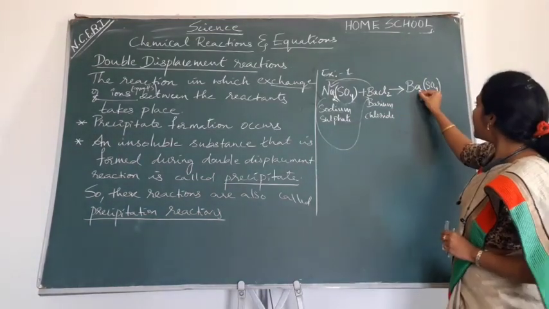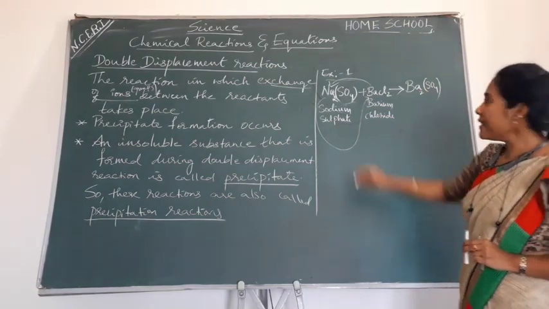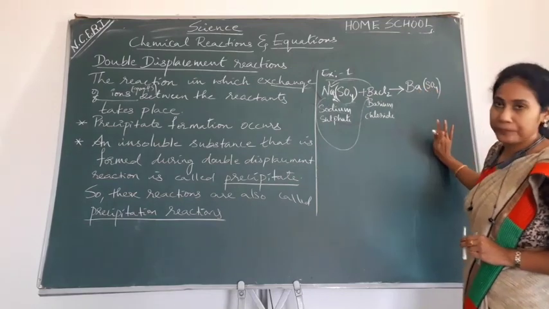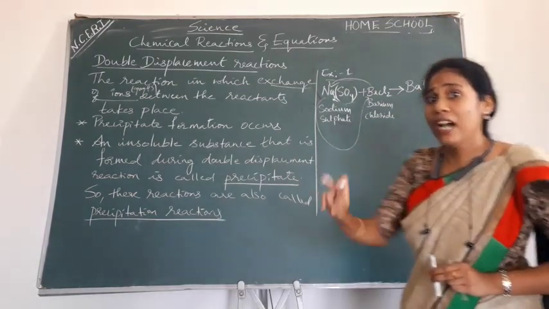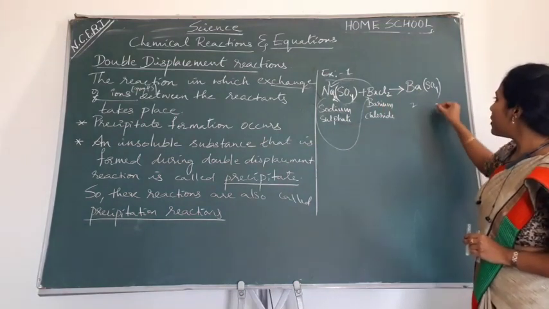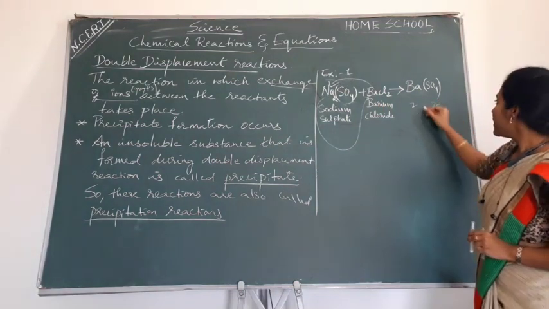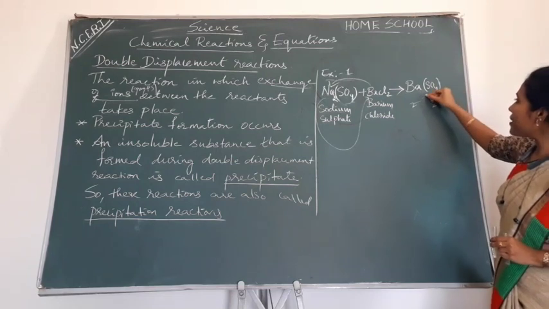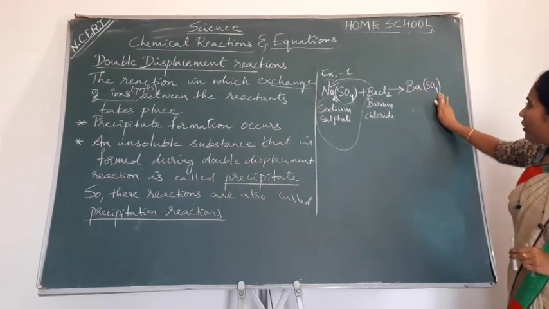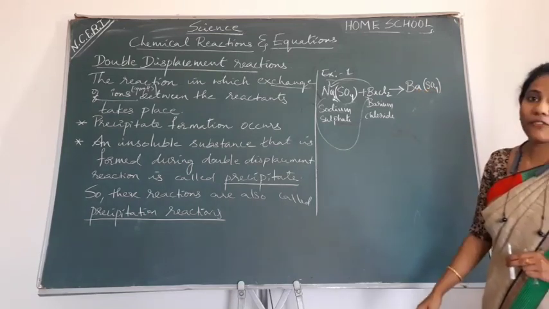You will not get Ba2SO4. Since Na2 is there, if barium goes here, you don't get Ba2. Check the formula with the help of valency. Barium valency 2, sulfate valency 2. This 2 you will write here, this 2 you will write here. When the digit is the same, it will get cancelled, no? So you will get barium sulfate.